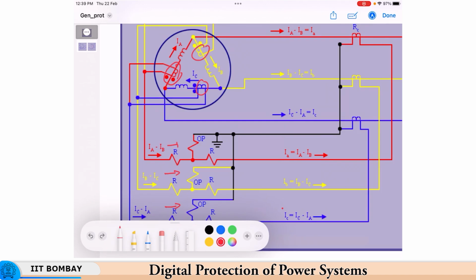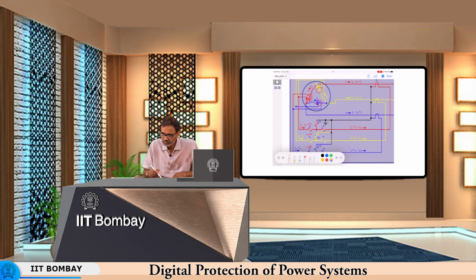One difference here between electromechanical, static and numerical relays is, in numerical relays you could connect these CTs in any fashion, and since IA, IB and IC are available, you could just do IA minus IC. You need not hardwire the CTs and the relays in a particular fashion to get IA minus IB, IB minus IC and IC minus IA. Okay, unlike in electromechanical relays, you will have to do all this hard wiring. So numerical relay saves some complication there also.